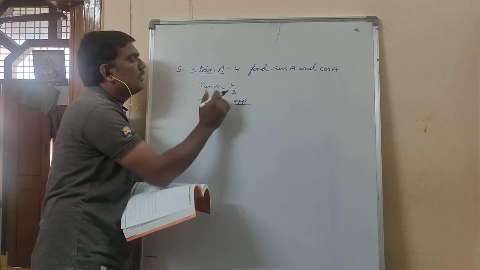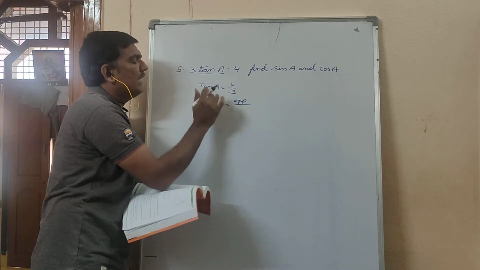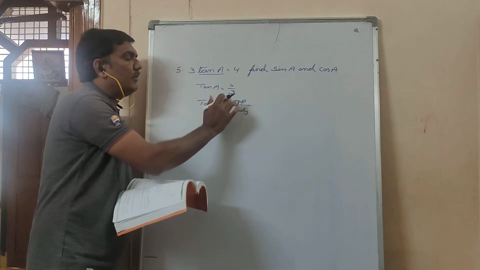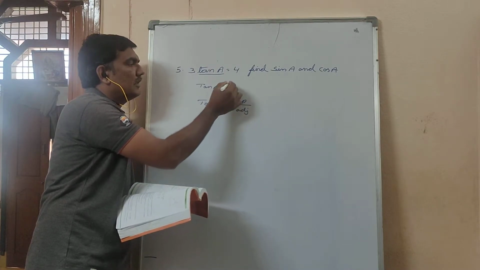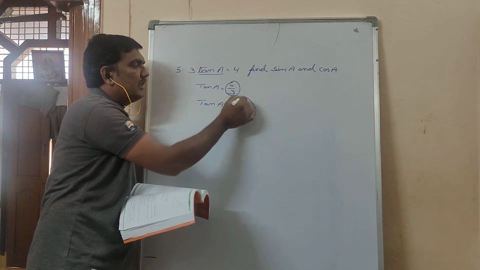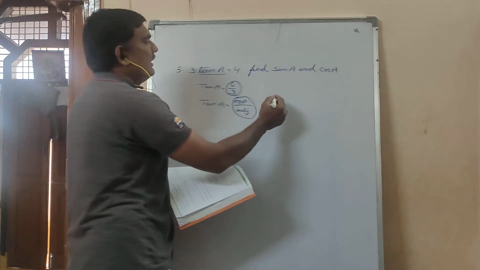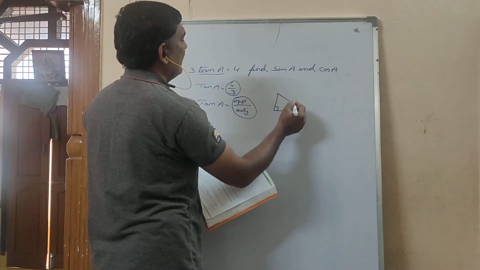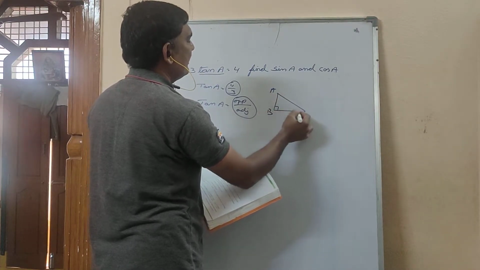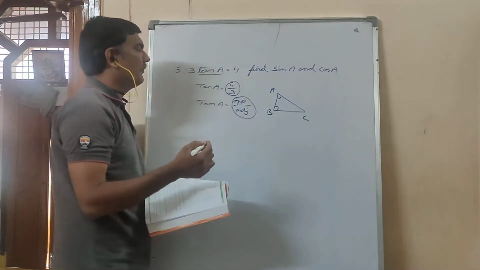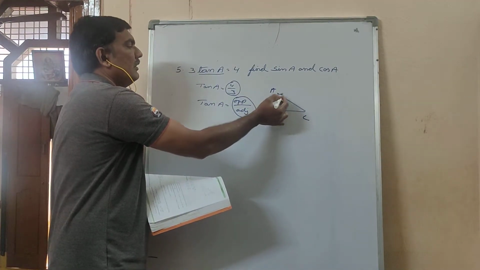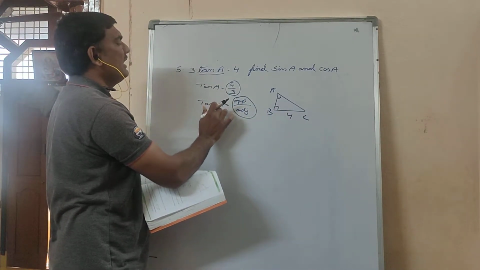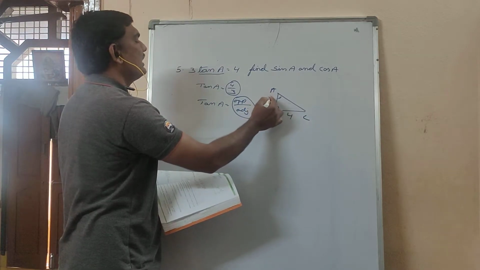length of side opposite to angle A by length of side adjacent to angle A. I written in shortcut form opposite by adjacent. Compare 4 by 3 with opposite by adjacent. Then if you draw a rough figure, if it is 90 degrees and let it be ABC, it is angle A. For this angle A, BC side becomes opposite side and it is 4. For this angle A, AB side becomes adjacent, it is 3.